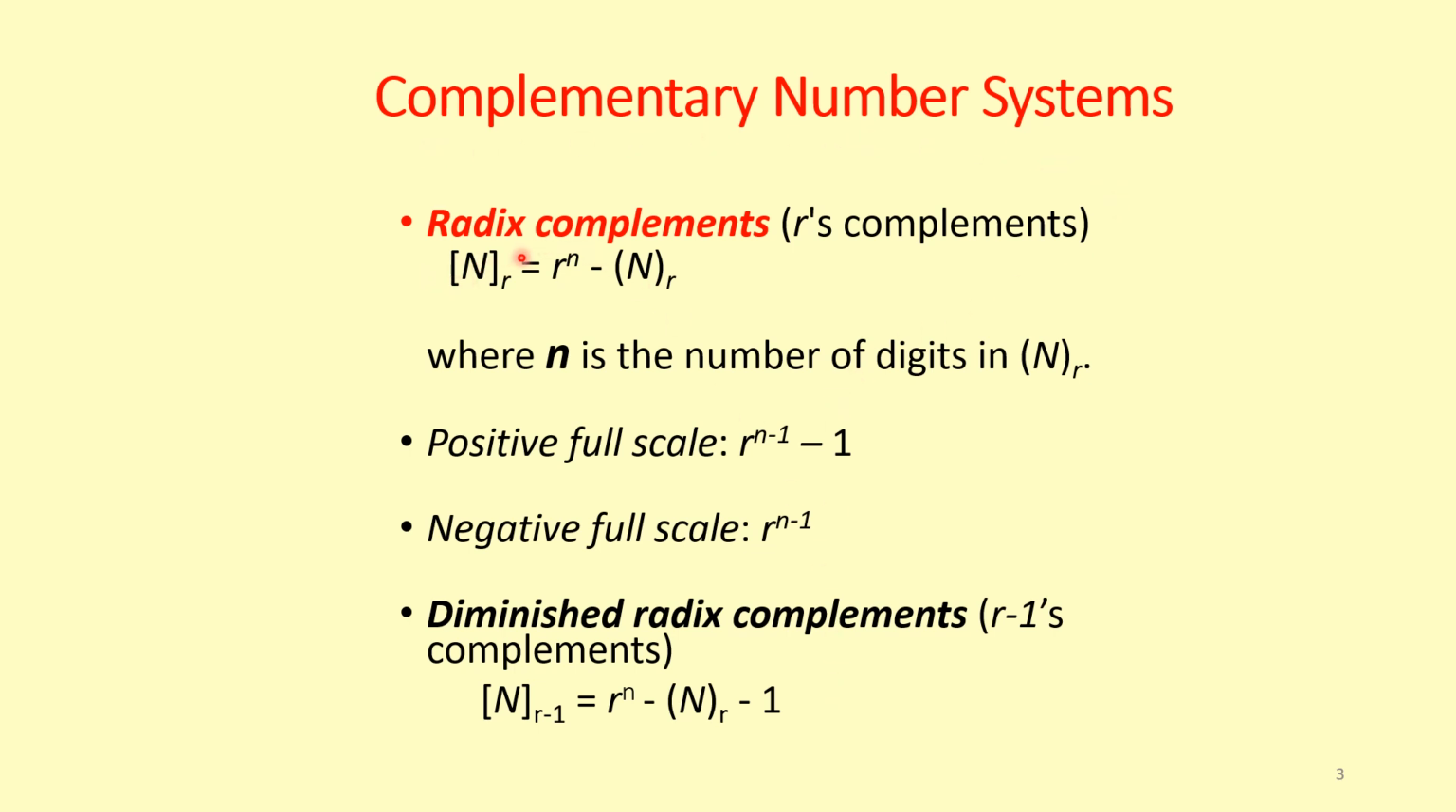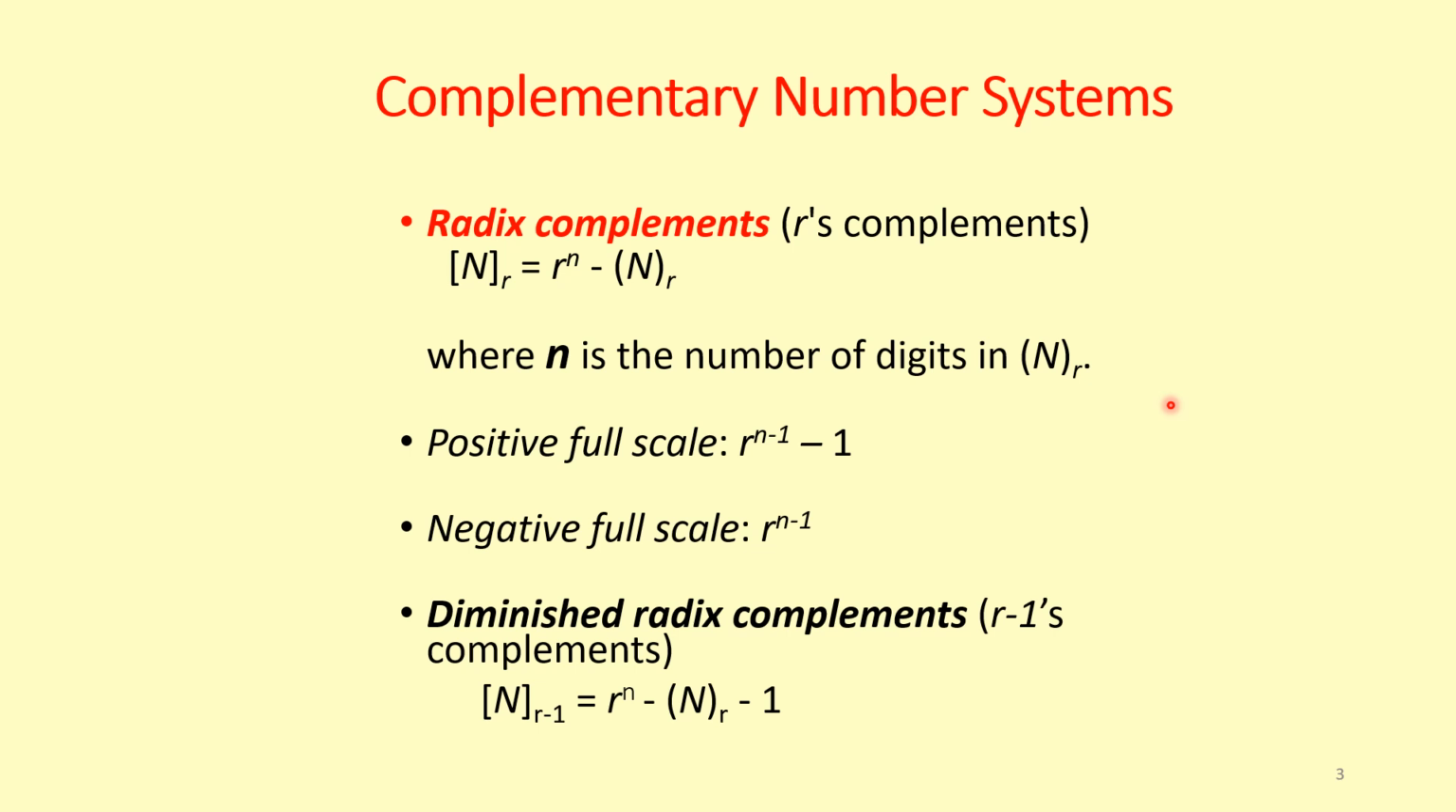So in general you can call it a radix complement or R's complement. R stands for the radix or the base of the system, and the complement of the number is represented within square brackets. It is R to the power n minus this number in that number system, where n is the number of digits in the number.